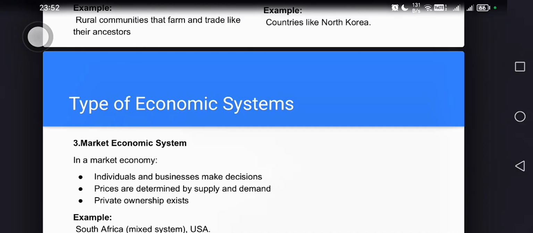these are individuals and businesses who make decisions hand in hand. They decide the prices of goods and services based on demand and supply. So there is more of a private ownership of the resources in this market economic system. In simpler terms, there is freedom of choice between the consumers and the producers. Okay, and there is competition because everyone wants to be better than the next service provider.